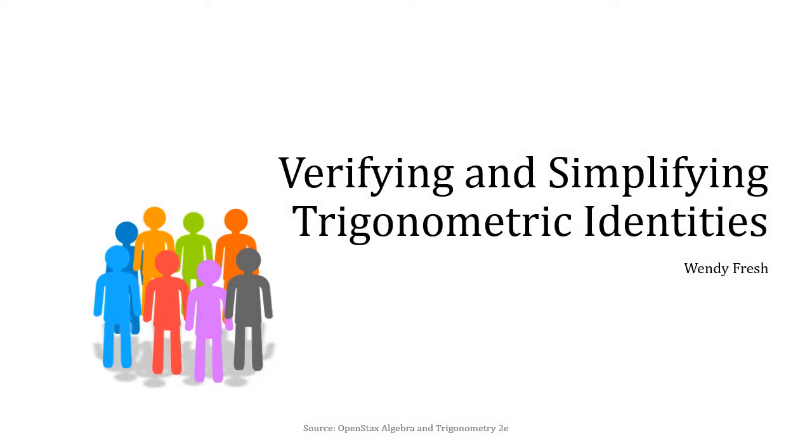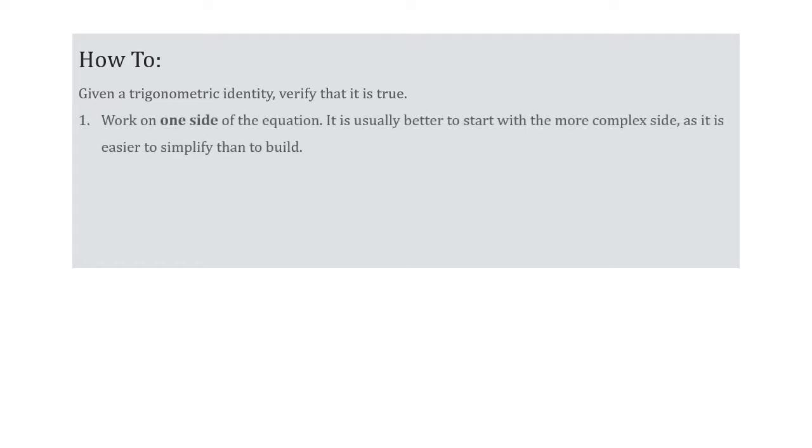Now let's take a look at how we can verify and simplify trigonometric identities. So let's talk about how we might verify that a trigonometric identity is true, or maybe even prove that it's true. A good step one is to pick one side of the equation and work only on that one side. It's better to start with the more complex side, as that's the side that gives you more to work with.